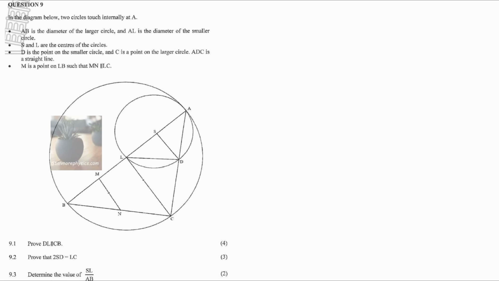Question 9.1 reads, prove that DL is parallel to CB. So DL is this line here and CB is that line right there. So to prove this, I'm going to focus first on the small circle. So 9.1, I'm going to say that angle ADL is going to equal 90 degrees. Because since AL is the diameter of the circle, this angle is going to be 90 degrees. The reason is going to be angles in a semicircle.